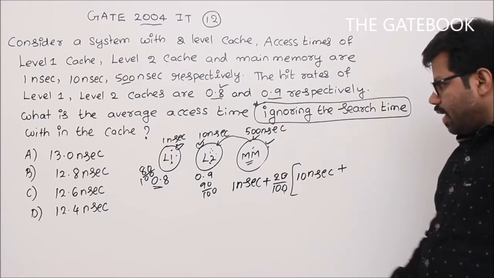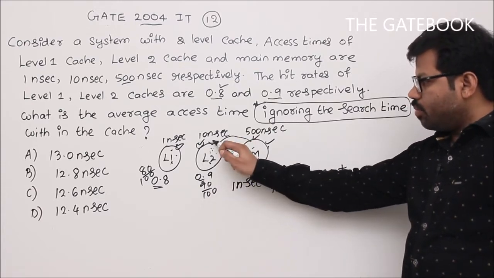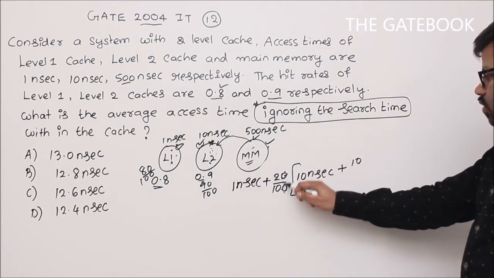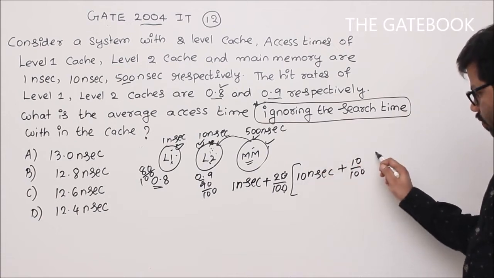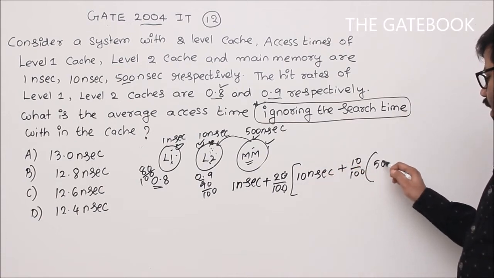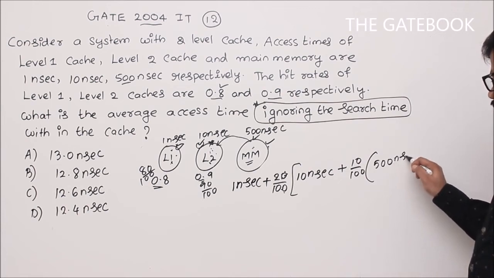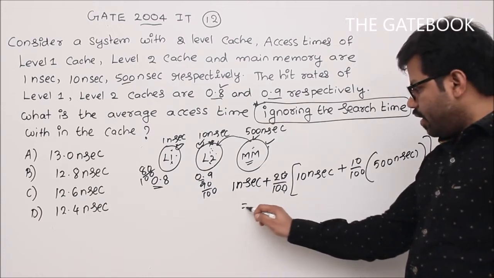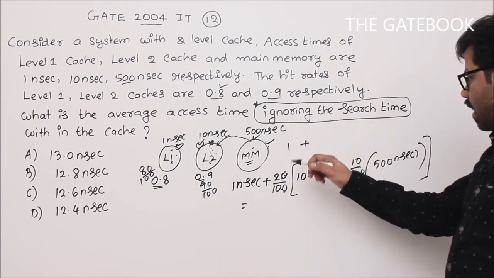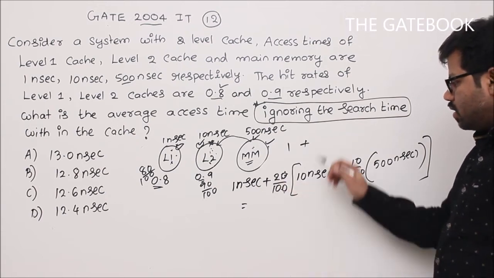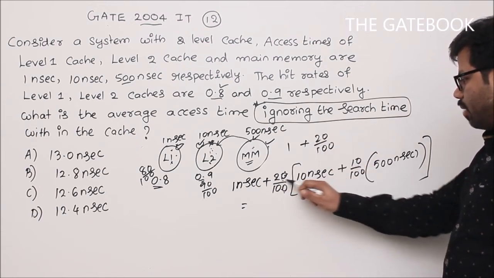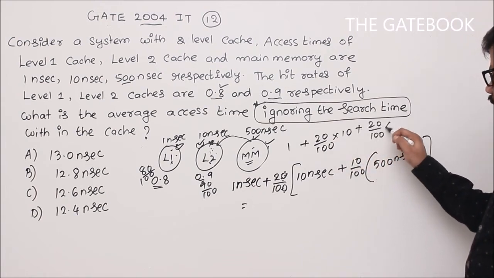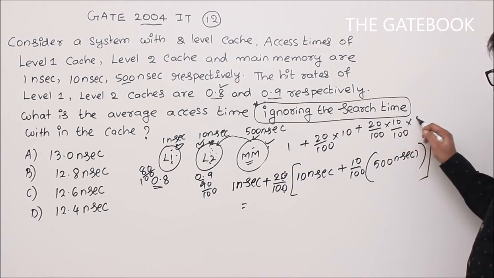In this 20% of the time, if L2 also misses, what is the percentage of time L2 misses? 10% of the time. That means in this 20% of the time, 10% of the time we miss in the L2 cache, then we come to main memory, that is 500 nanoseconds. This is the formula. Let us simplify it. All are nanoseconds, so let me write just the values: 1 plus 20 by 100 into 10, plus 20 by 100 into 10 by 100 into 500 nanoseconds.